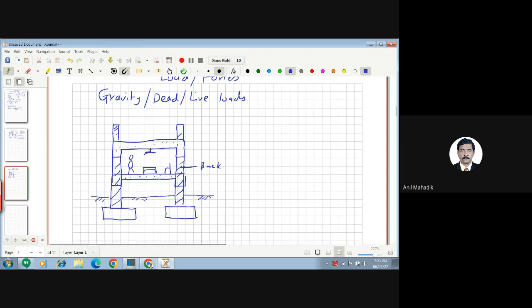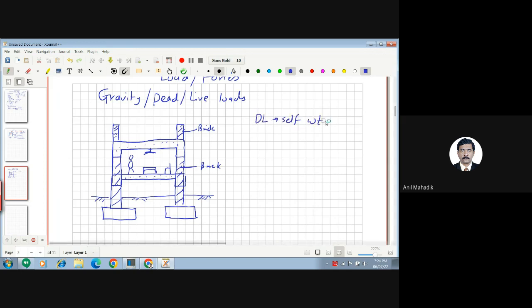So these walls, as this is a brick, what do you understand by the dead load? Tell me, what do you mean by dead load? Self weight of the material. So yes, dead load is nothing but self weight of the material.